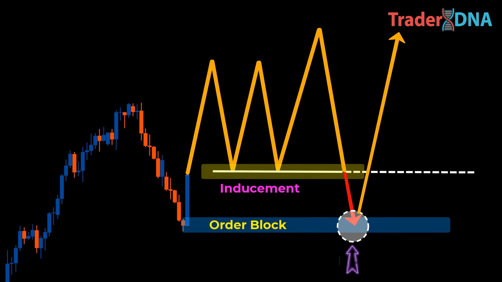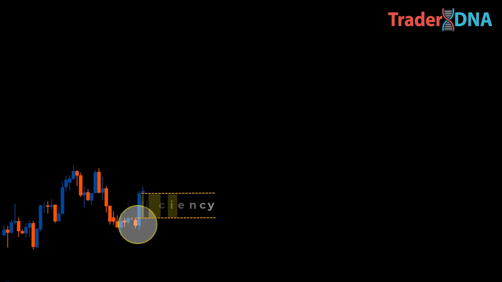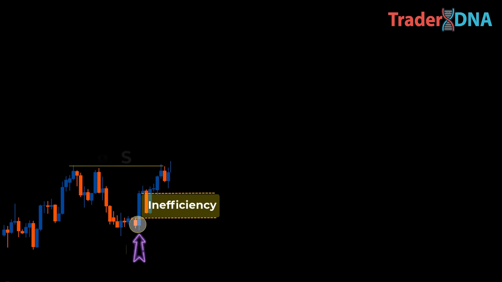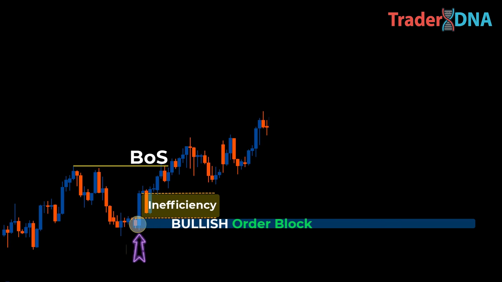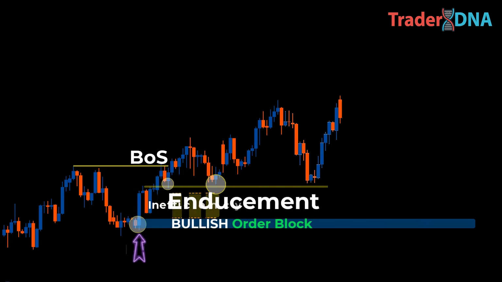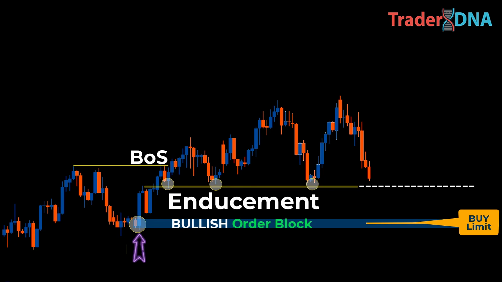Now let's look at a real example. In this chart, the price moves sharply upward, creating inefficiency and breaking the structure, which makes this a valid order block. After the upward move, we see an inducement zone where the price forms multiple rejections at a support level. Since there's a major order block below and a minor support level near it, this could be a potential inducement trap. In this case, we place a limit buy order in the middle of the order block and wait.